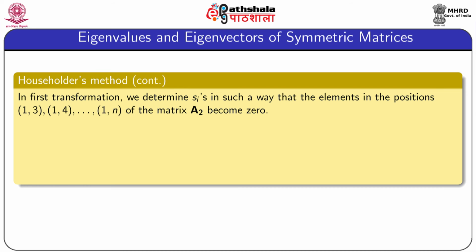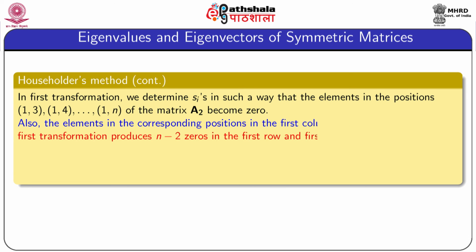In the first transformation, we determine the elements of the vector S1, in such a way that the elements in positions 1,3, 1,4 up to 1,n of the matrix A2 become 0. Also, the elements in the corresponding positions in the first column become 0. That means the first row and first column are the same, because the transformation is symmetric and the given matrix is also symmetric. Therefore, the first transformation produces n minus 2 zeros in the first row and first column.